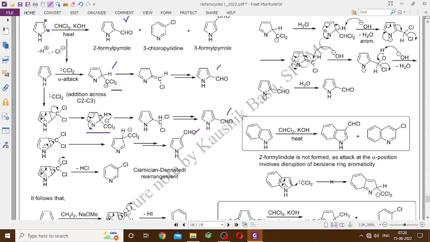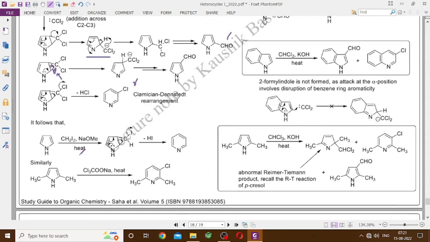But suppose you have decided to... I have made a mistake here. This arrow should not be here. This arrow should be like that. I will correct it once I post the study material, but it is this arrow which is breaking. But if you choose to break this ring bond, which was actually the carbon-carbon C2-C3 bond, then you will get the ring expansion product, which also has a name associated with it. This is the Ciamician-Dennstedt rearrangement.